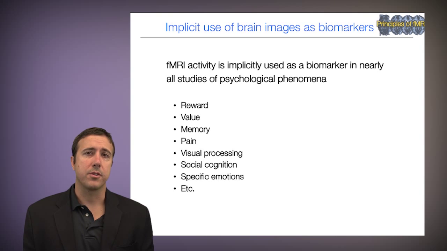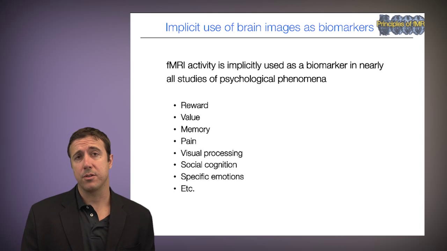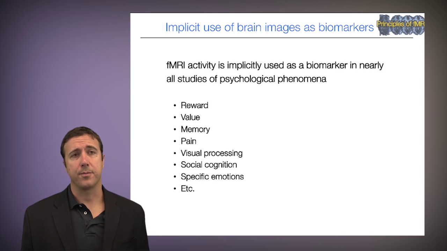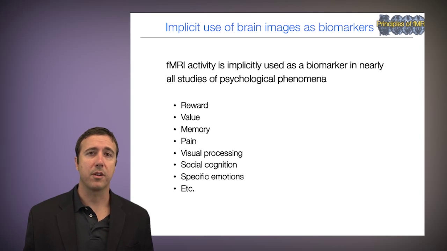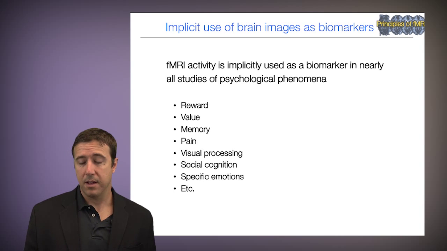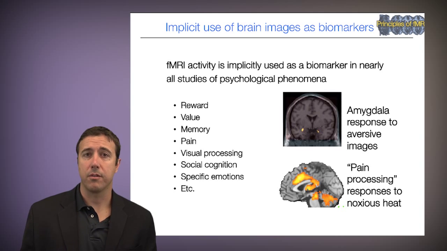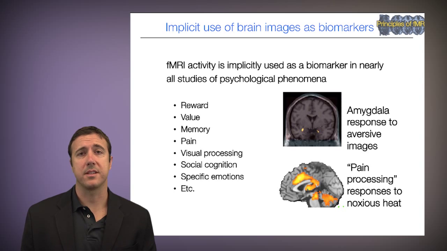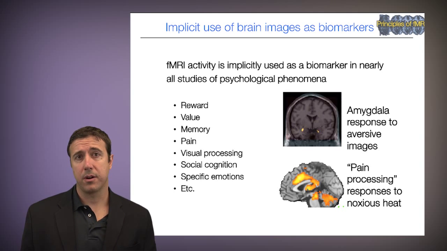So if we look at the literature, what's happening is that people are using fMRI activity as a marker for many different processes. This happens in the popular press, as I showed you, and it also happens a lot in the scientific literature. So we think that we have markers for reward, that's the nucleus accumbens, or value, the medial prefrontal cortex, memory, pain, etc. Here are a couple of common ones. Amygdala activity is often taken as an indicator of negative emotion. And pain processing activity in the areas that you see here is often taken as an indicator for pain. So if a drug treatment or a psychological treatment influences those markers, I might infer that pain or emotion is influenced.